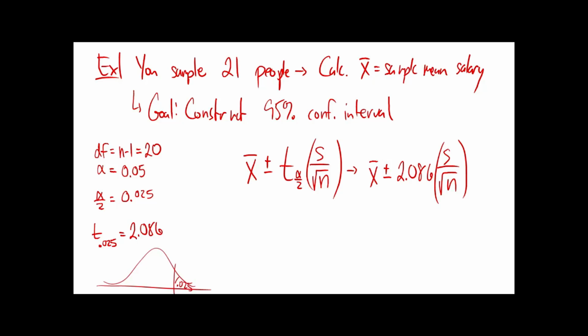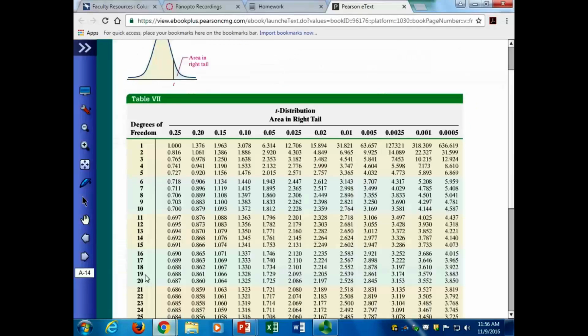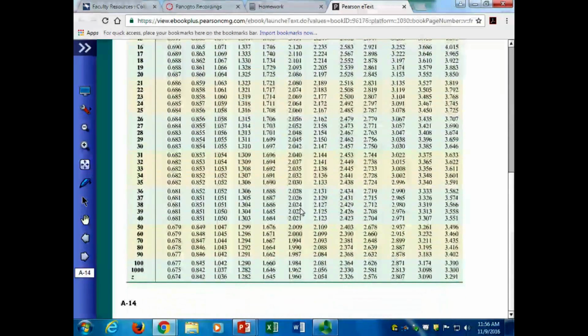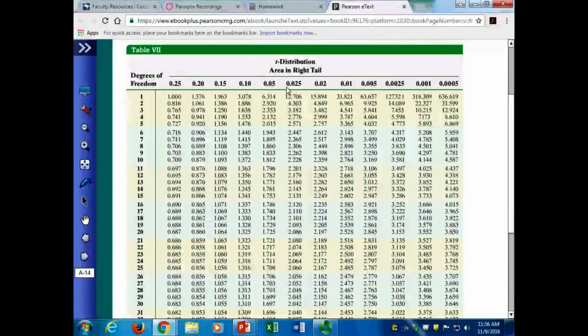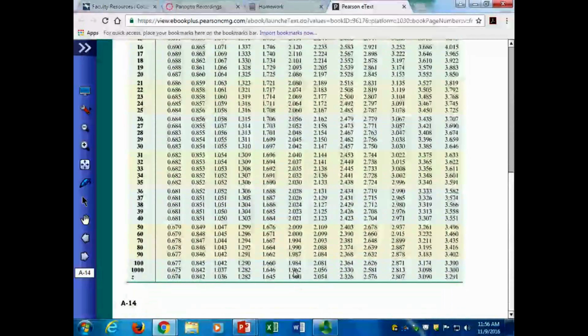If you notice, down at the bottom of your t table, scroll all the way down. What happens as you take more and more samples? That t value is approaching what? Scroll down that 0.025 center column. At the very bottom, what is it approaching? 1.96, which is the z value.